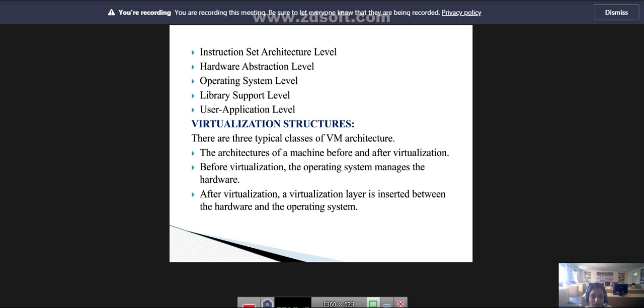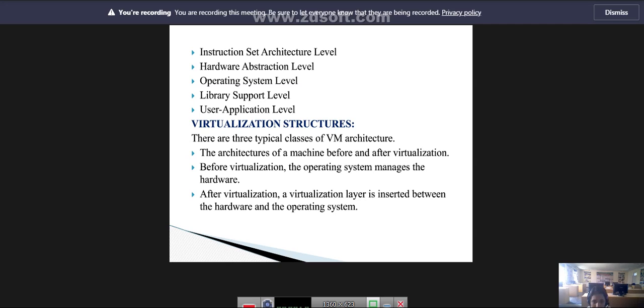Next, coming to virtualization structure. What is meant by virtualization structure? There are three typical classes in the virtualization architecture, and the architecture of the machine before and after virtualization. Before virtualization, the operating system manages the hardware. After virtualization, the virtualization layer is inserted between the hardware and the operating system.